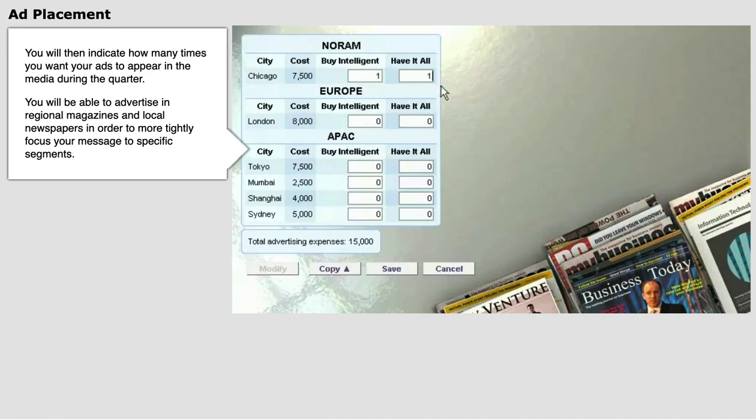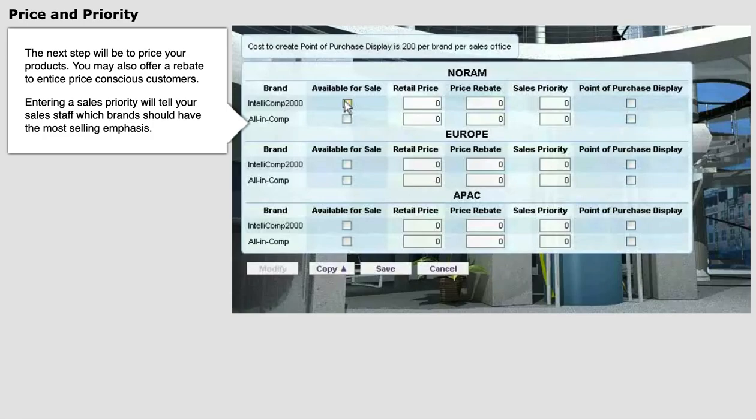You will be able to advertise in regional magazines and local newspapers in order to more tightly focus your message to specific segments. The next step will be to price your products. You may also offer a rebate to entice price-conscious customers. Entering a sales priority will tell your sales staff which brands should have the most selling emphasis.